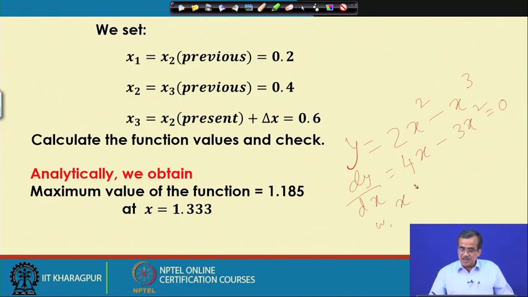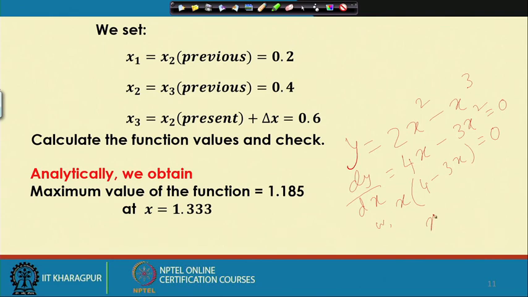So, this is x into 4 minus 3 x, that is equal to 0. So, either x equals 0 or 4 minus 3 x equals 0. So, x cannot be equal to 0. So, we can find x is nothing but 4 by 3, that is 1.333. So, we can find that the maximum value of this function is coming at x equals 1.333, and the maximum value of this function is coming as 1.185.